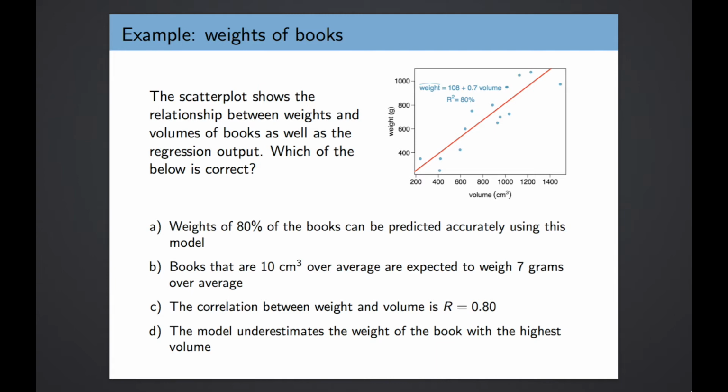And so the regression equation that we get from this simple linear regression is that the estimate of a book's weight is equal to 108 plus 0.7 times the volume of the book. And we get an R squared value of 0.8 or 80% from that simple linear regression. So take a look at these options below and see which one of those options is a correct statement about the regression that we just estimated here.